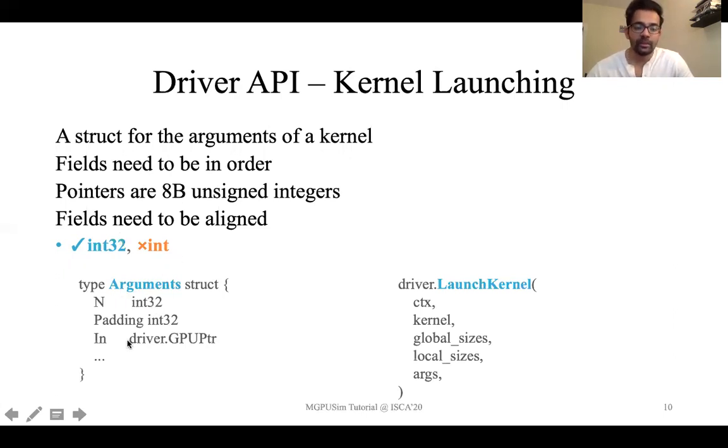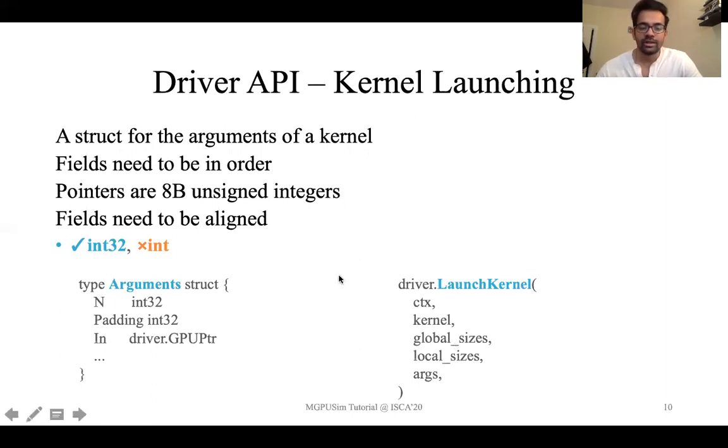Another important part to note here is that these driver.gpu pointers are basically 8-byte unsigned integers that point to an array or can be anything. So this is something that you need to keep in mind when writing a new benchmark for execution in our simulator. And then these arguments are actually passed to the driver.launchKernel function, which is what is actually responsible for sending the kernel to the GPU and launching work. As you can see, it contains very familiar arguments. For example, the grid size, the thread block size, and so on.